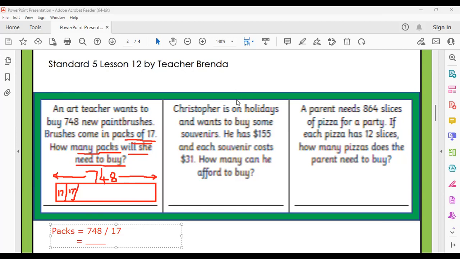Christopher is on holidays and wants to buy some souvenirs. He has $155 and each souvenir costs $31. How many can he afford to buy?